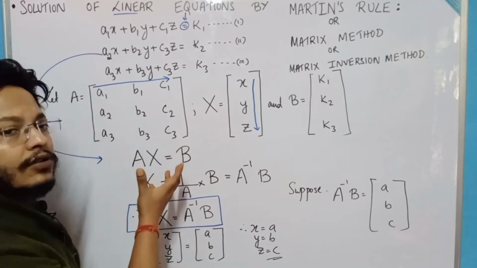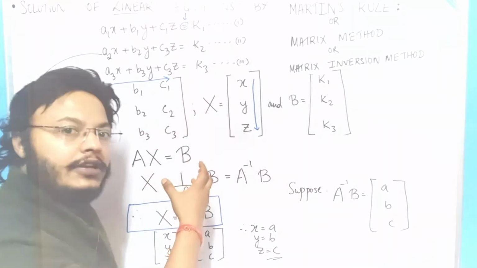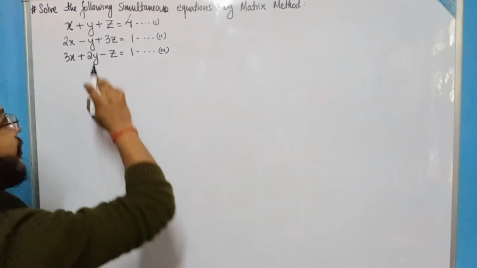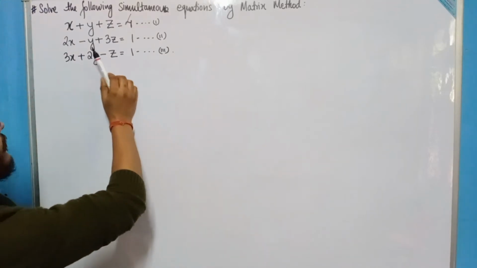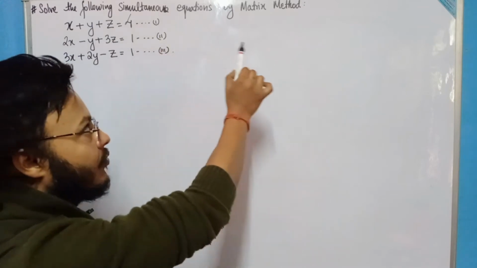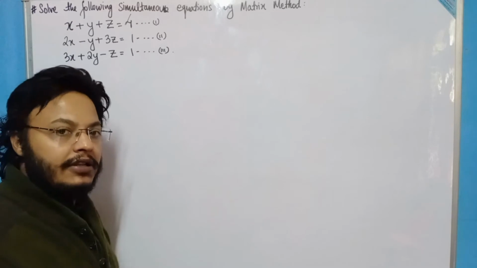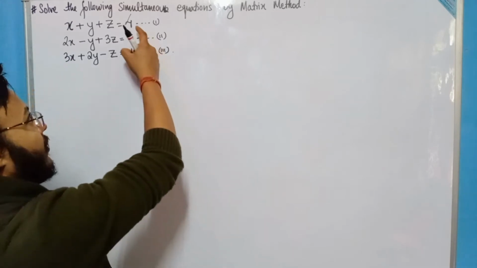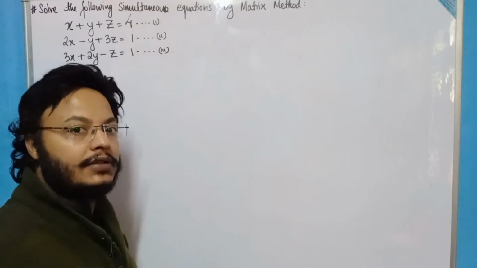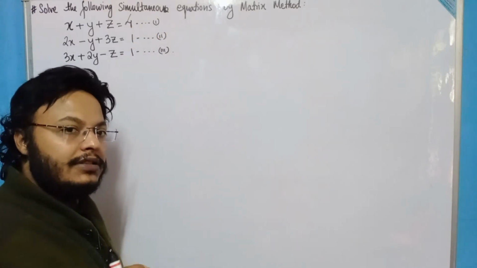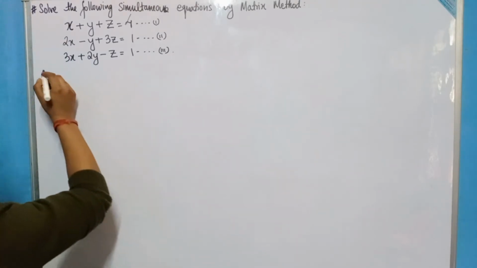Okay, so now let's solve one numerical problem using this Martin's rule, and you'll be more clear. You can see here we have a question from CBSE and ISC board exams: solve the following simultaneous equations by the matrix method. What does simultaneous mean? Simultaneous means taking together. So we have to take equations 1, 2 and 3 together and solve them by the matrix method.